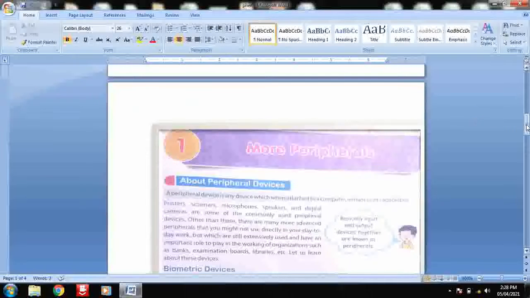For example, printers, scanners, microphones, speakers and digital cameras. We all are familiar with these terms. Printers for getting the hard copy, the printouts, black and white or colored. Scanners for scanning images and all. Microphones for inserting the voice. Speakers for listening, getting the voice output, and digital cameras. All these are devices which we connect with computers, so these are known as peripheral devices.